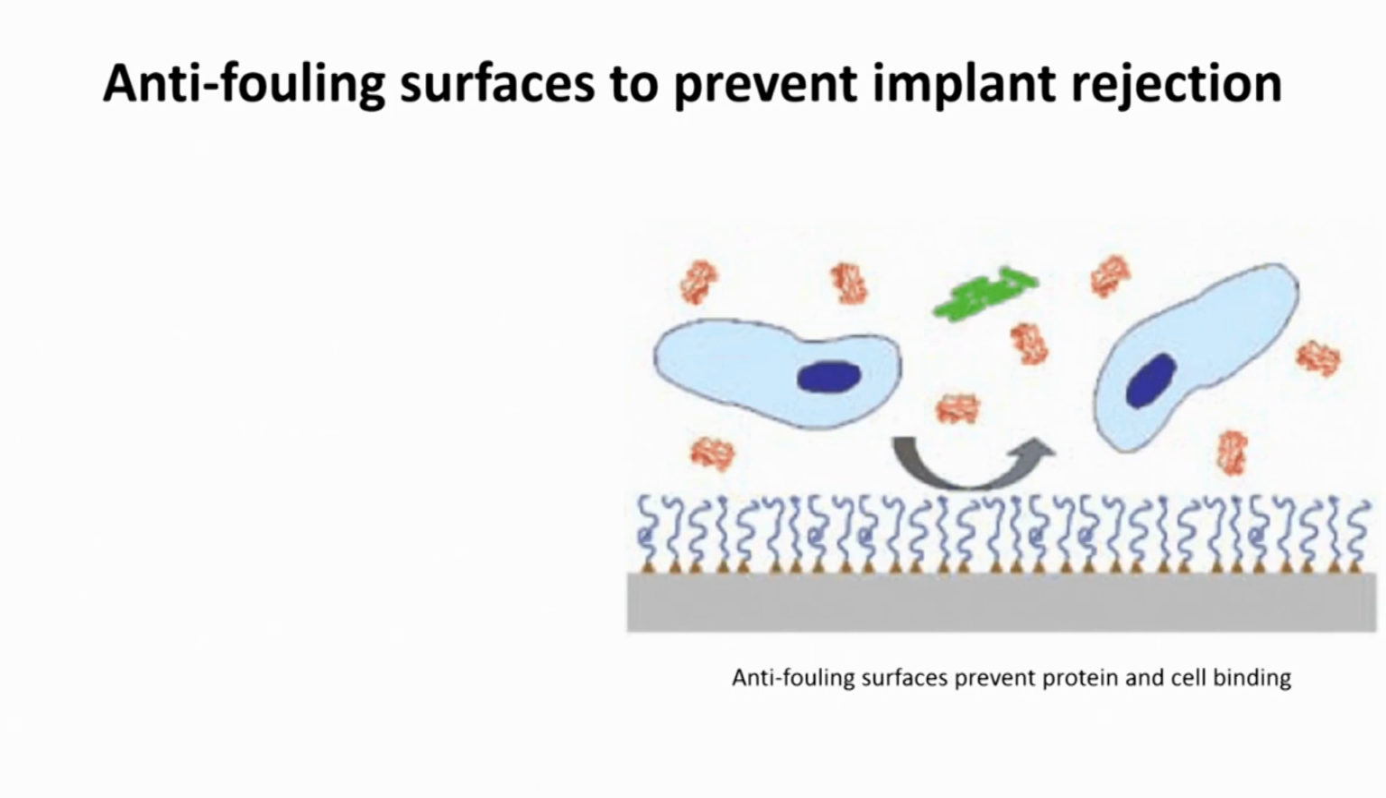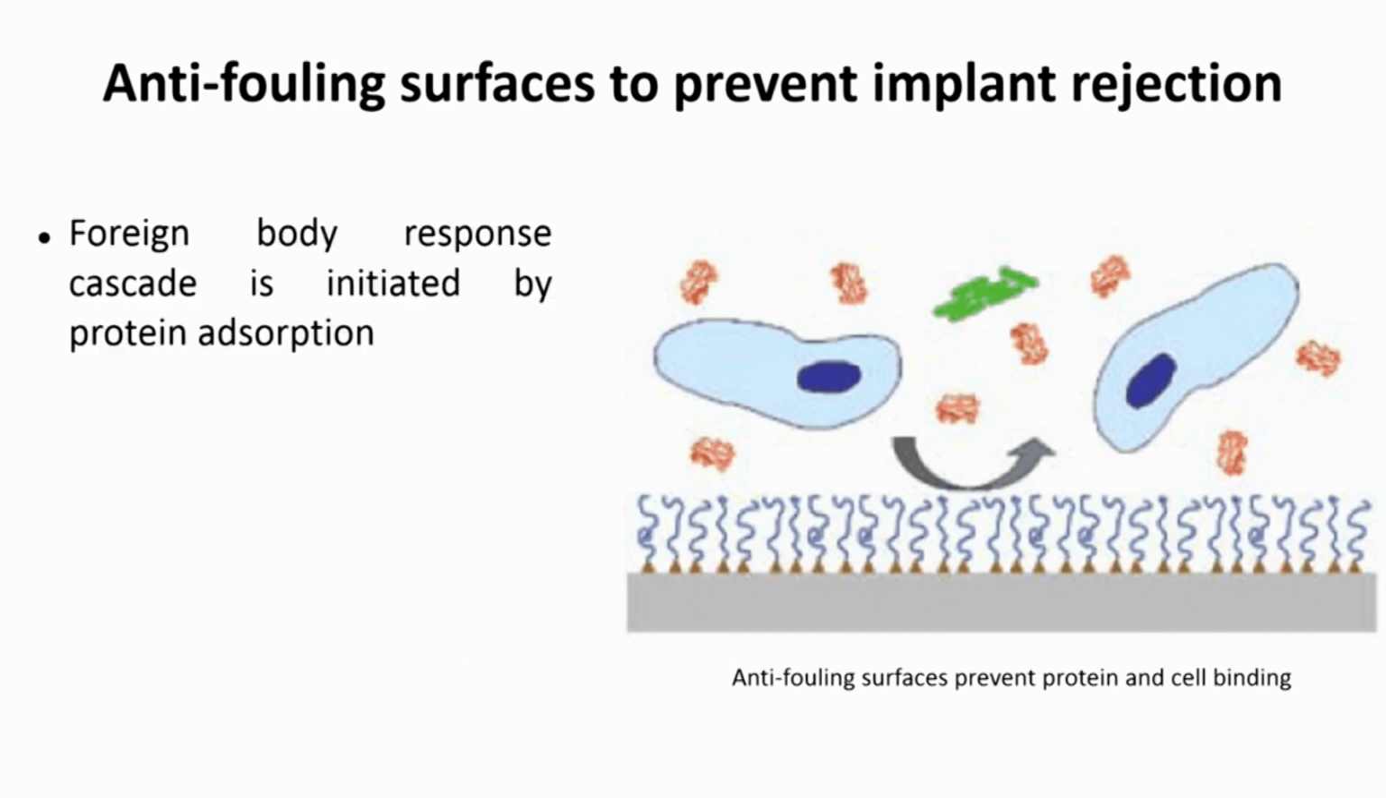So, in this case what the authors are trying to do is to prevent protein adsorption completely. As we have discussed, there are a few strategies where you can prevent protein adsorption. Hydrophilic surfaces are better. If you do not even have protein adsorption, then this foreign body response cascade cannot be initiated.